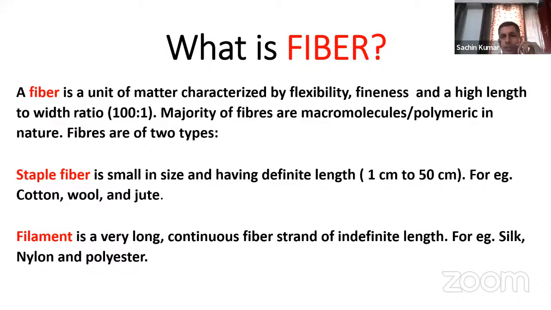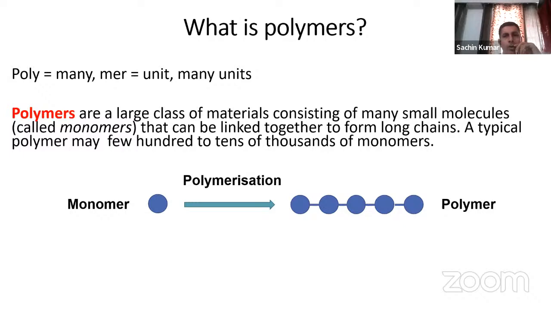The second category is the filament. Filament is a very long, continuous strand of fiber of indefinite length. It could be any length, 100 meters or 100 kilometers. That is called a filament. Examples among the natural fibers: silk is a filament. Others are nylon and polyester, the synthetic versions. These are also filaments.